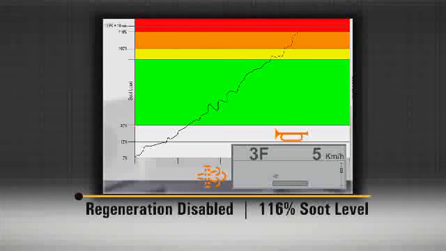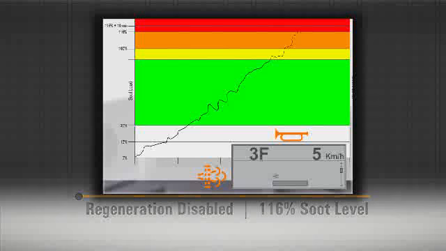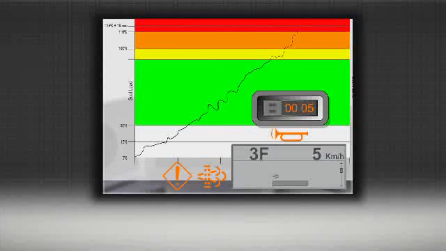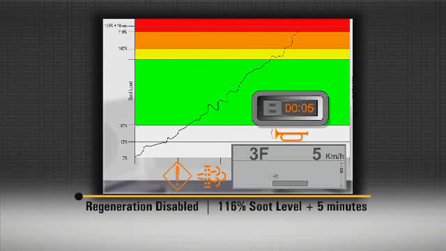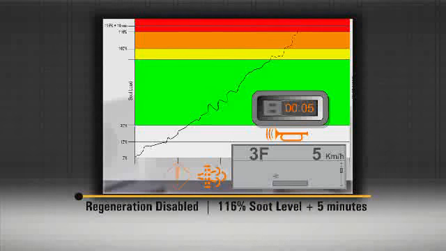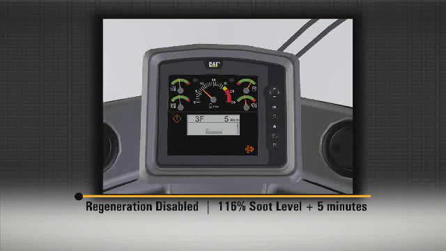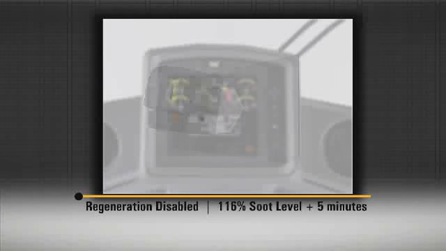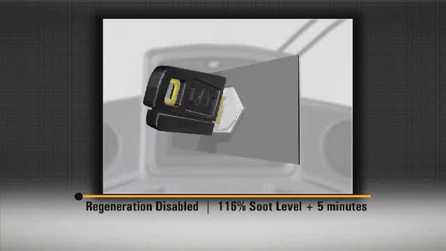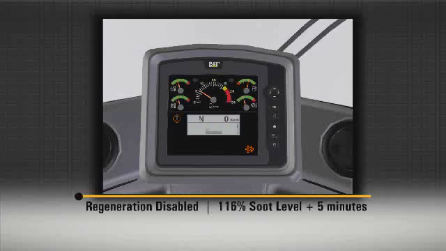The engine derate progressively increases as the percentage of soot increases in the DPF. If you continue to operate the machine for another 5 minutes after reaching the 116% soot level, the engine ECM forces the engine to idle down. The warning lamps and audible alarm continue. The operator can turn the key off and restart the engine to clear the idle down limitation. At this advanced stage of soot accumulation in the diesel particulate filter, the operator should regenerate the DPF immediately.